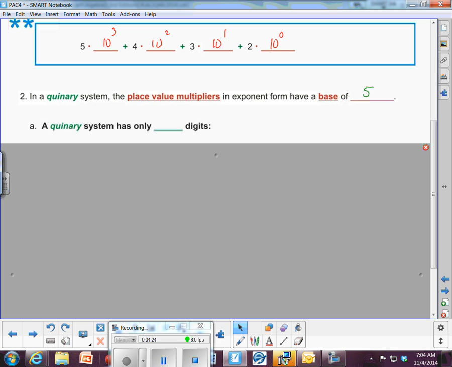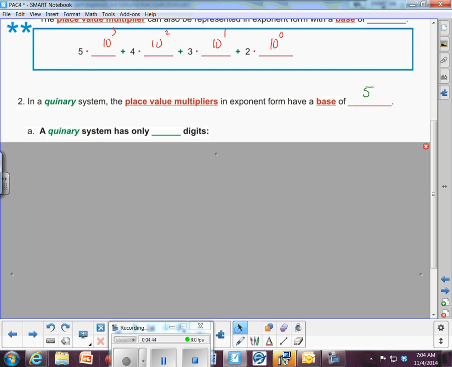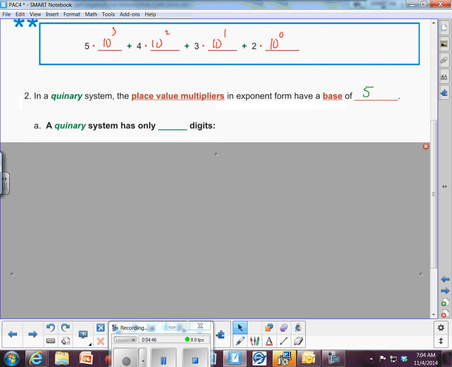Okay, so let's think about this. How many digits would a quinary system have? Well, go back up and look on your sheet, and you look at A, and it says the system will have as many digits as its base. So a quinary system has only how many digits? 5 digits.